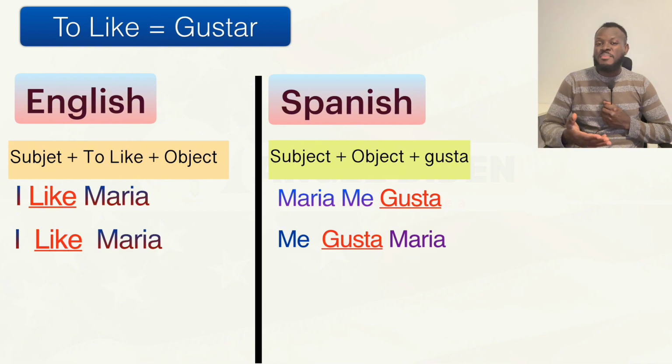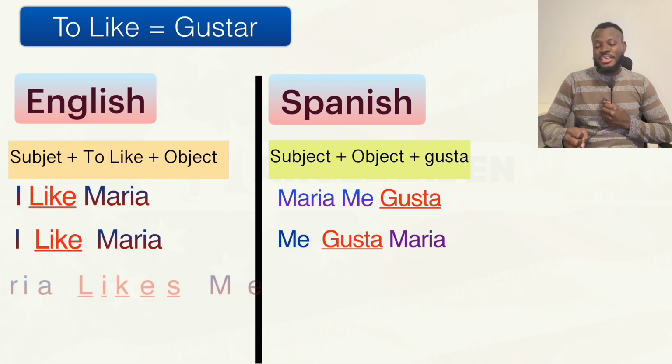Me gusta Maria. You can put Maria before or you put it after. But you don't want to throw it away. You're not allowed to do that. Okay? Me gusta Maria. Now let's just flip it around.